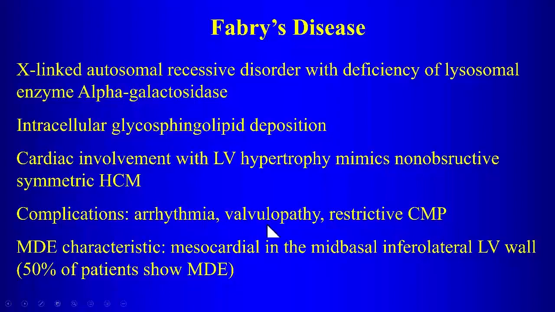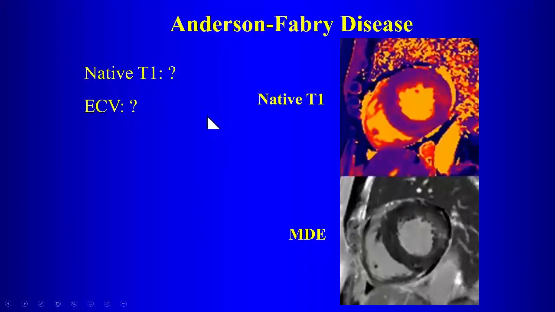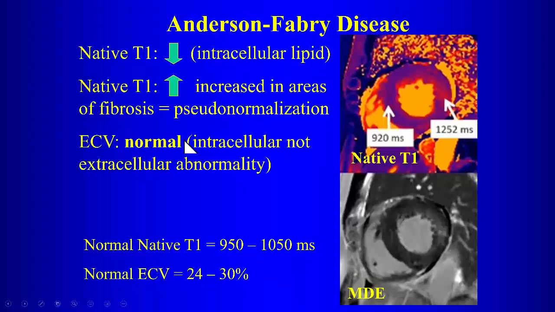They can have complications like arrhythmia, valvulopathies, or restrictive cardiomyopathy. But the mid-myocardial delayed enhancement in the inferolateral wall of the left ventricle can be characteristic, and about 50% of patients with Fabry's disease may demonstrate that pattern of enhancement. So with Fabry's disease, what happens to the native T1? It's actually down. Why? It's one of those diseases that has a lower native T1 because of the deposition of glyco... its fatty material. Fatty material. Right, and fat decreases the T1. The extracellular volume fraction? Increase? Well, the extracellular volume fraction is actually normal because this is an intracellular problem, not an extracellular abnormality.